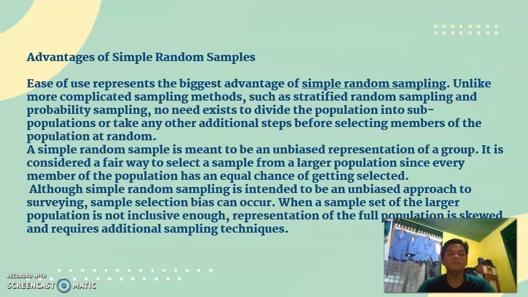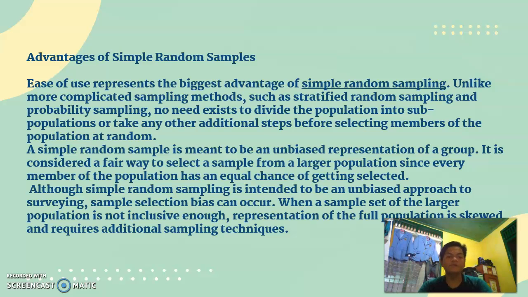Advantage of simple random samples. This obviously represents the biggest advantage of simple random sampling, unlike more complicated sampling methods, such as stratified random sampling and probability sampling. No need exists to divide the population into subpopulation or take any other additional steps before selecting members of the population at random. A simple random sample is meant to be an unbiased representation of a group. It's considered a fair way to select a sample from a larger population since every member of the population has an equal chance of getting selected.